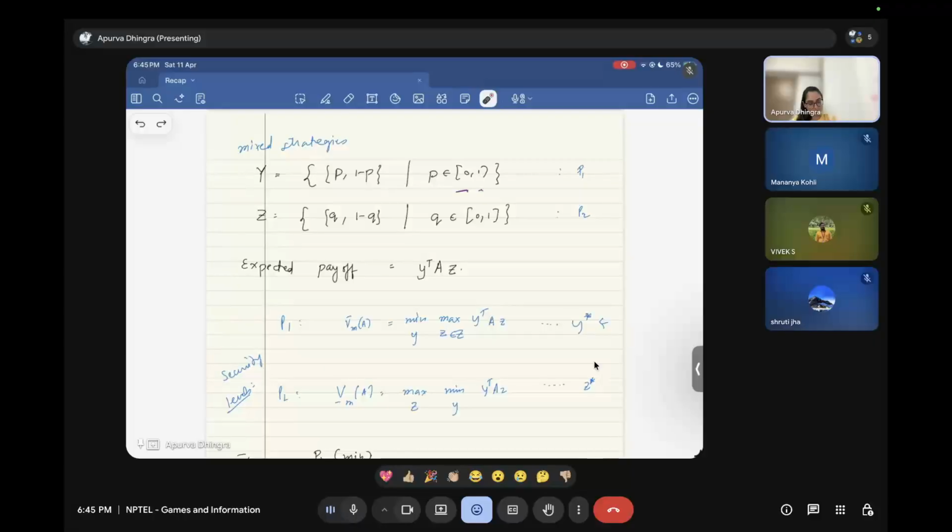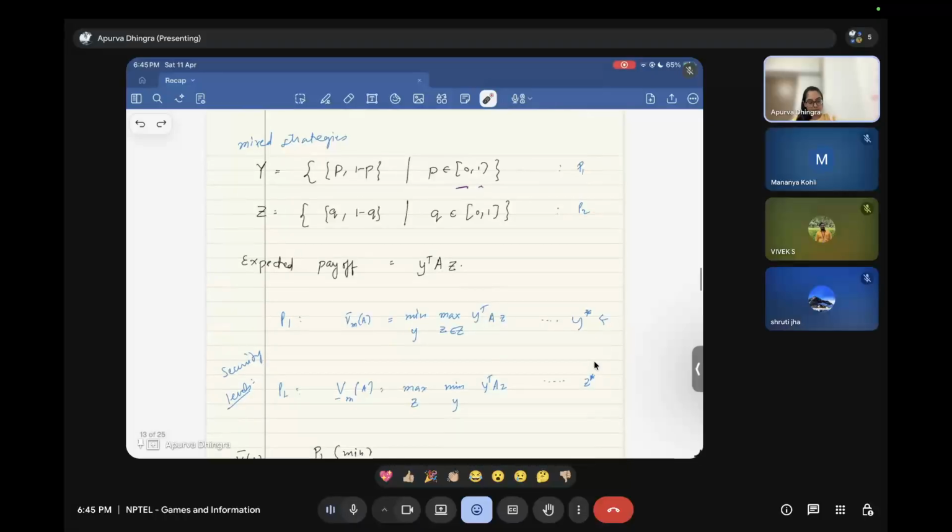So let's say for player 1, the set of mixed strategies is denoted by this y, and for player 2 it's denoted by this z. Then the expected payoff is y transpose A times z. A is still the payoff matrix, and z is the probability distribution for player 2's set of actions.